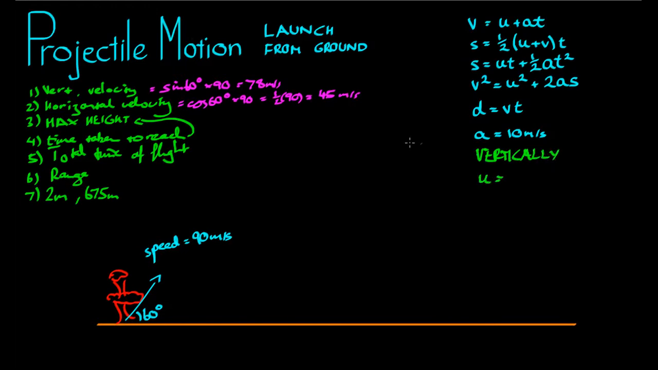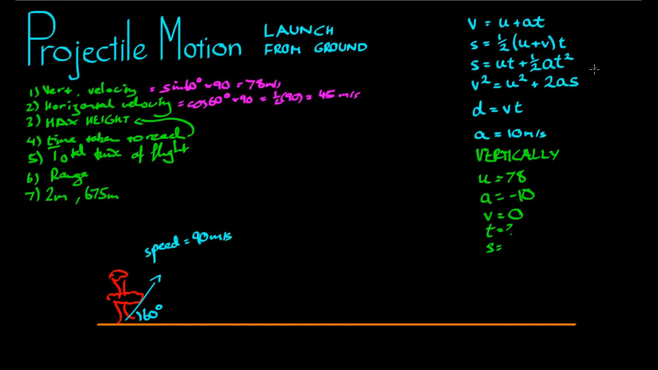We know u, initial velocity, is equal to 78. We know the acceleration is -10 because the acceleration is in the opposite direction to the initial velocity. We know at its max height, the vertical velocity will be 0, but we don't know the time taken or the displacement. The max height is the vertical displacement when the final vertical velocity is 0.